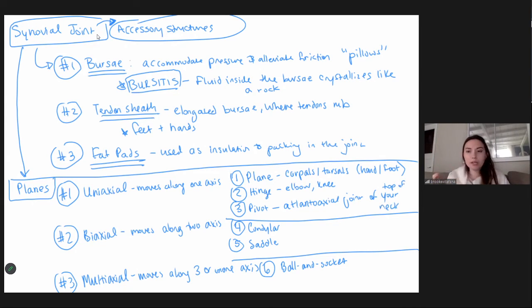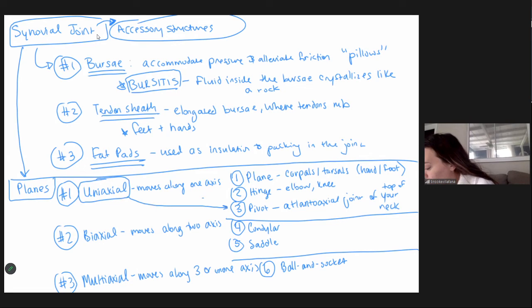So if you picture your head, the top of your neck is called the axis, and then the atlas is the bottom of your head, the axis is the top of your neck. So when you move your head back and forth, you pivot your head. Yes, pivot joint, you pivot your head across one axis. So that's why it's uniaxial, because you're pivoting it across one axis.